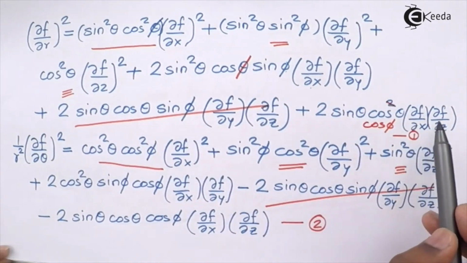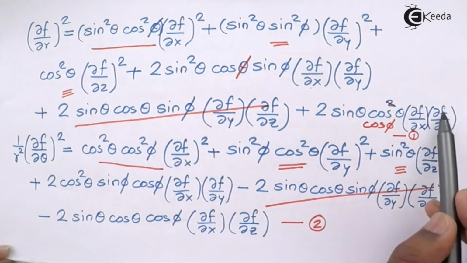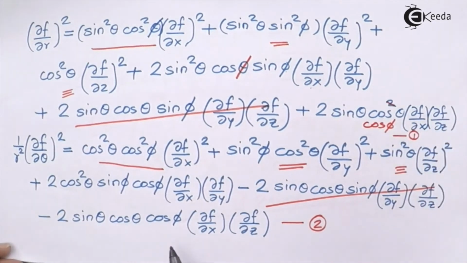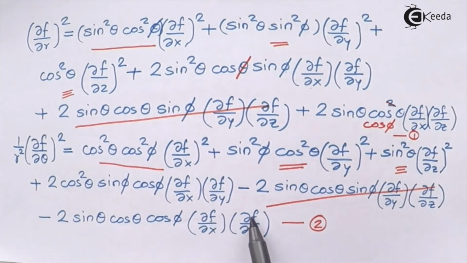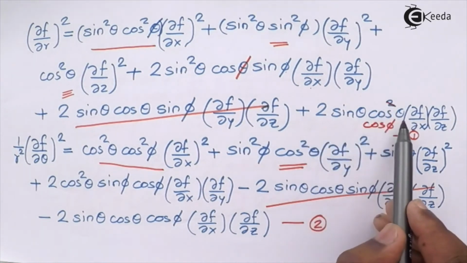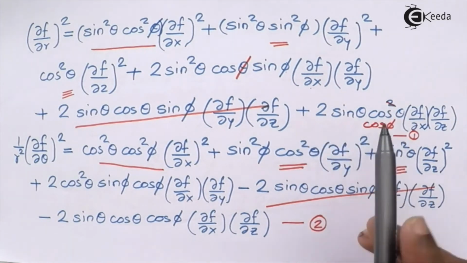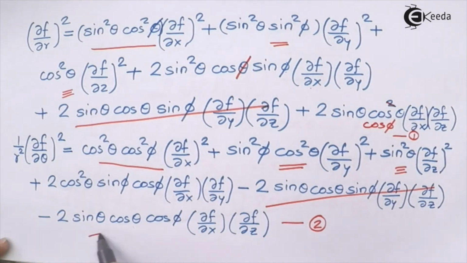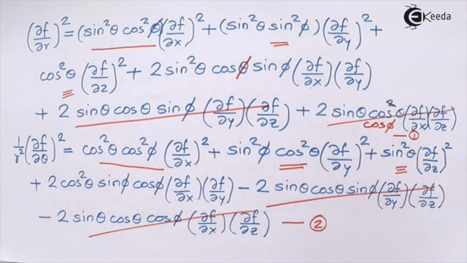So the last term is of ∂f/∂x, ∂f/∂z, and a similar term we have here in equation number 2, which is ∂f/∂x and ∂f/∂z. Now guys, observe the coefficient. Here we have positive 2 sin θ cos θ cos φ, and here we have negative 2 sin θ cos θ cos φ. It means the coefficient is same and opposite in sign. So we can cancel these two terms also. So guys, now all terms are over.